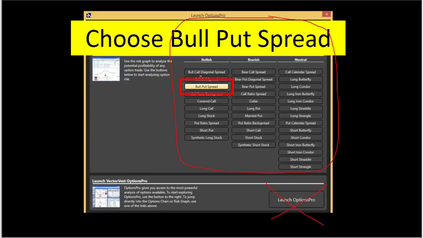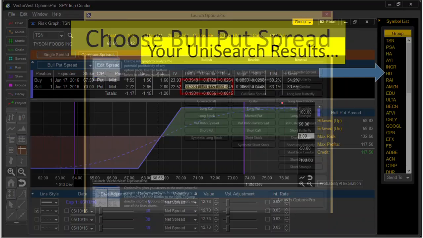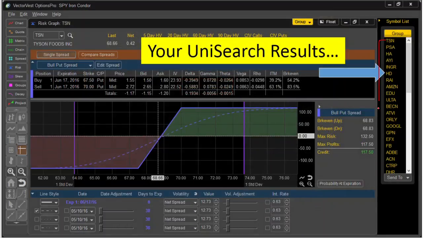Because if you do it from one of these buttons, it's going to bring inside of Options Pro that Unisearch list, okay? So we're going to bring inside Options Pro that list of stocks that came up in the Unisearch. Now from here, what I want to do is start filtering these stocks down. I know they're all good bullish candidates from VectorVest.